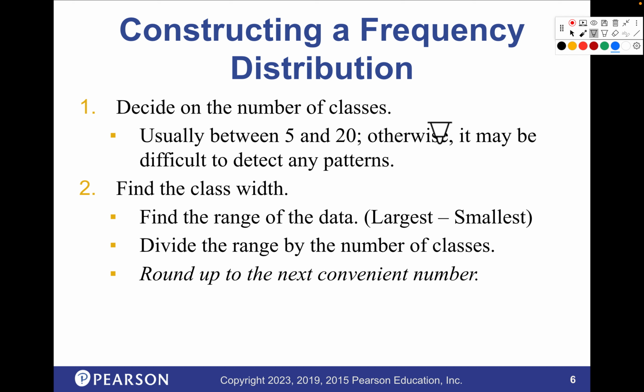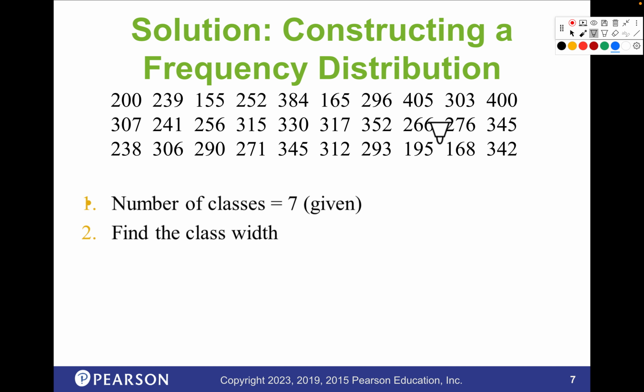So let's see what we're going to do. You decide on the number of classes. Oh, here it is. Usually we do 5 to 20. They told us 7. Find the class width. We're going to do that: find the largest and smallest, take the range, divide by the number of classes, and round up to the next convenient number. So we're going to start off with this.